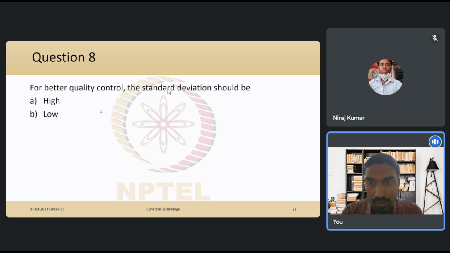So that is better, because whatever you are going to place in the field, you can be more confident that it will be closer to what you are designing for, because the strength variation is much lower when the standard deviation is low, right? Therefore a lower standard deviation is desirable for higher quality control.